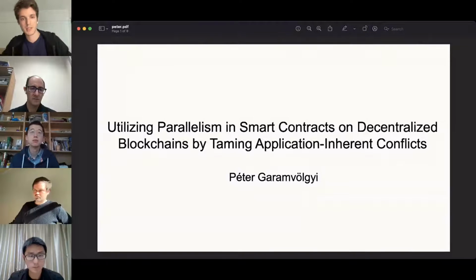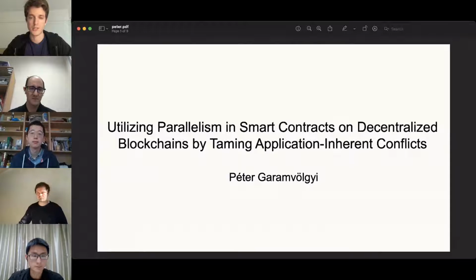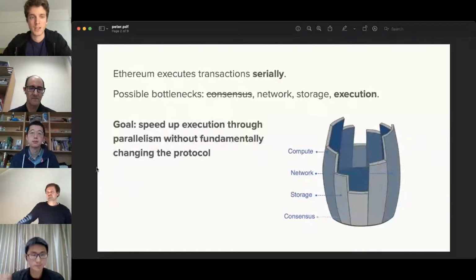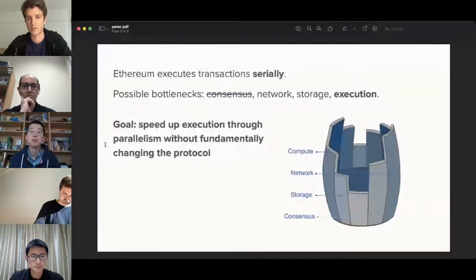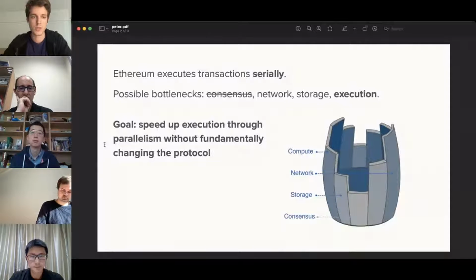Hey everyone, my name is Peter, and today I'll be presenting our work on parallel execution of blockchain transactions. On blockchains, usually consensus, network, storage, and execution might all become performance bottlenecks. Recent work has addressed consensus as the bottleneck, and we argue that execution is the hardest one to solve because Ethereum and similar blockchains execute transactions serially. So in this work, our goal is to speed up execution through parallelism, ideally without fundamentally changing the protocol.